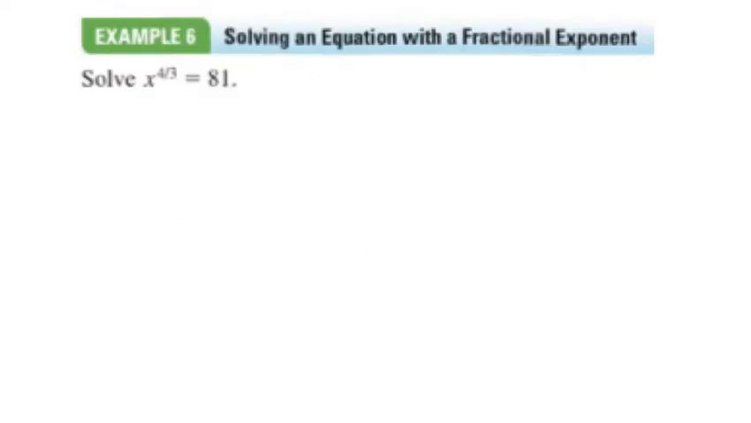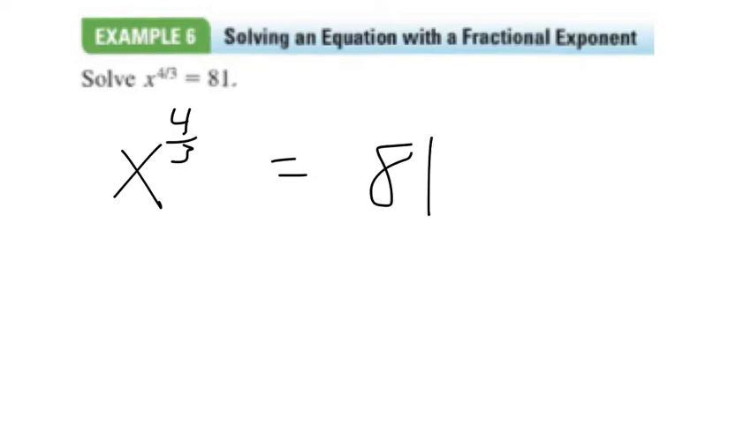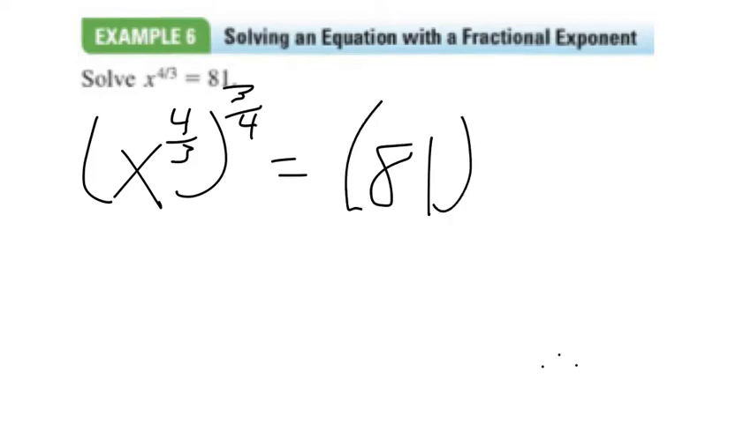Now, this example is asking you to solve x to the 4/3 is equal to 81. So to start off, you need to get rid of the exponent next to the x. The way you do that is you raise it to a power of the reciprocal. Since our exponent is originally 4/3, you'd raise it to a power of 3/4.